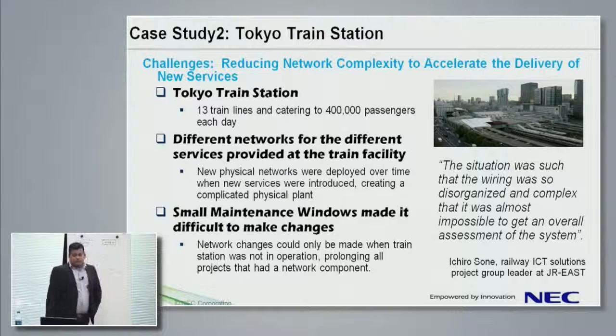So their complexity is that the network in the train station was very old, it was built over time. A lot of wiring, very hard to make any changes. And even if they want to make changes, they only have a very small window between 3 a.m. to 5 a.m. overnight. And also, whenever they're making changes, the network was so complex, they had a cascade effect. And it was making it very difficult to roll out any new services.